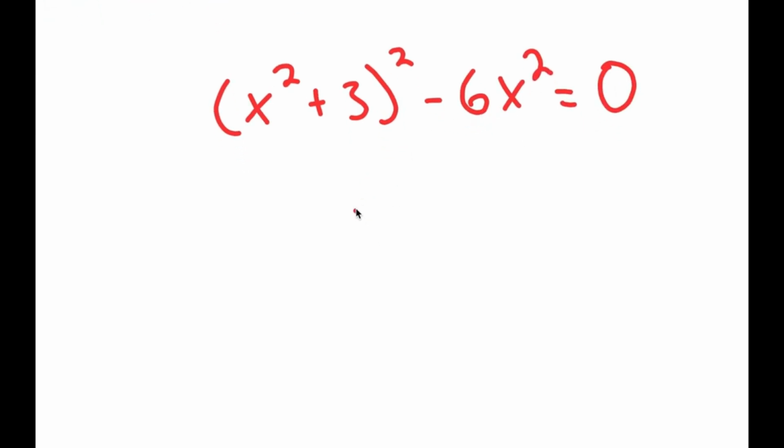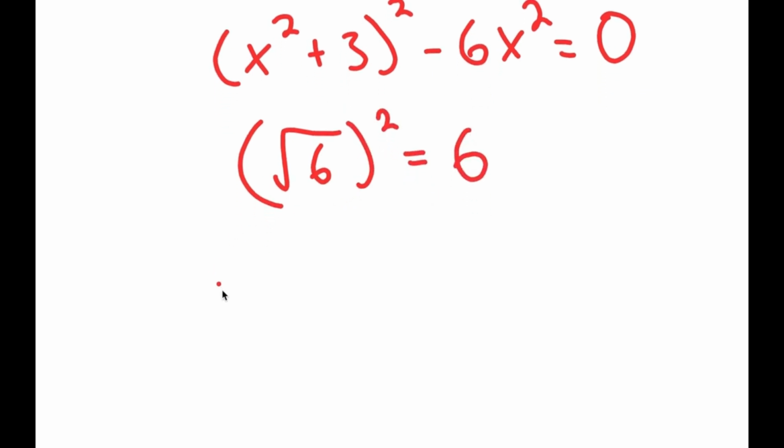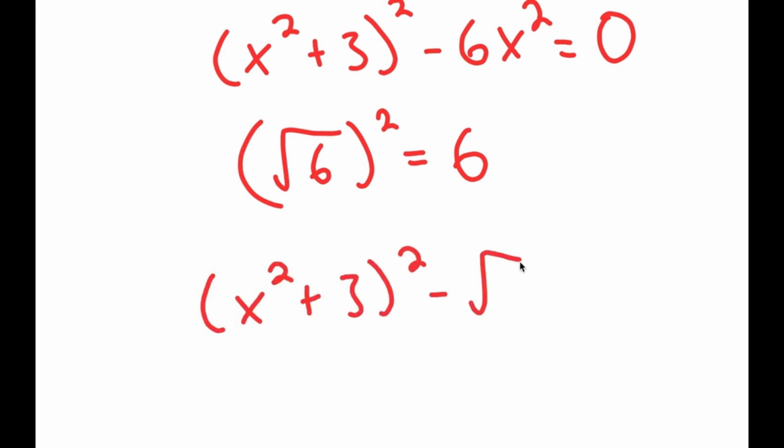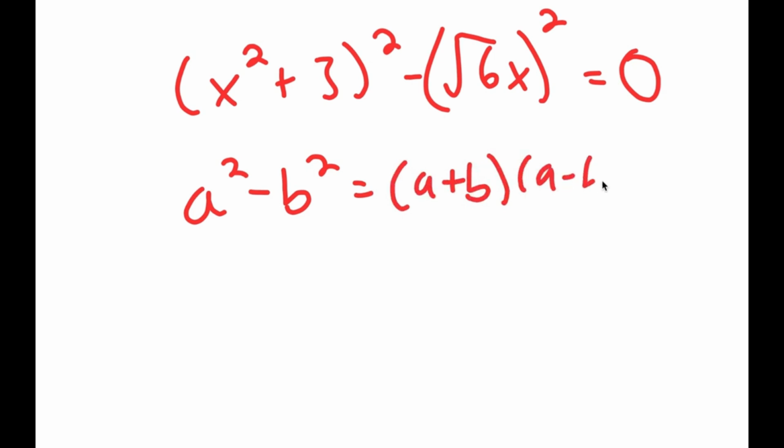And remember how the square root of 6 squared is equal to 6. So what I'm going to do is rewrite this as (x squared plus 3) squared minus (the square root of 6x) squared is equal to 0. And the reason I did that is because now I can use the property a squared minus b squared is equal to (a plus b) times (a minus b).